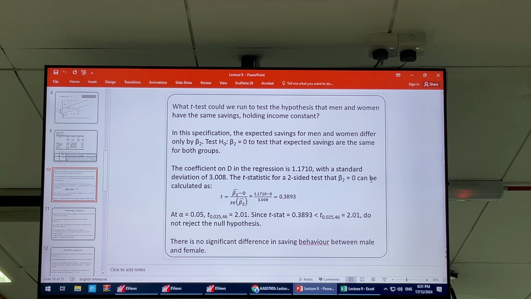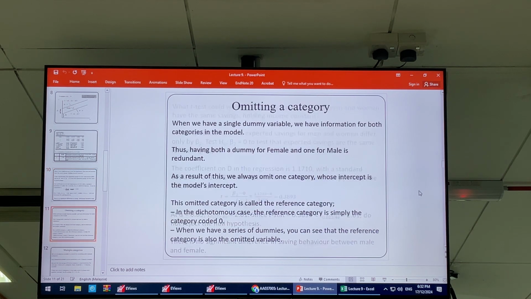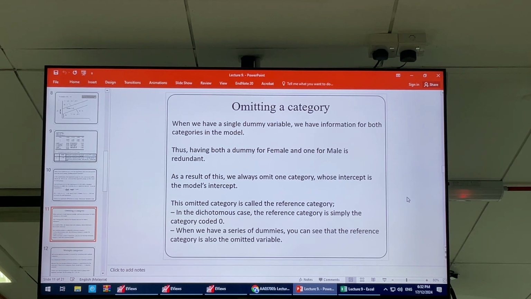So there is no significant difference in saving behavior between male and female. Alright, so omitting a category. When we have a single dummy variable, we have information for both categories in the model. Thus, having both a dummy variable for female and one for male is redundant.